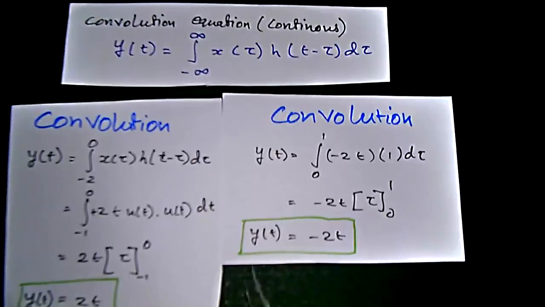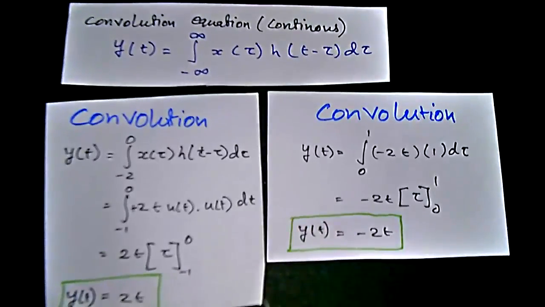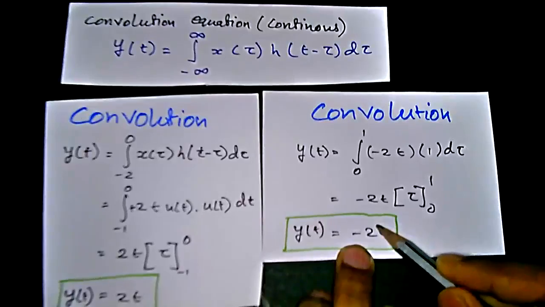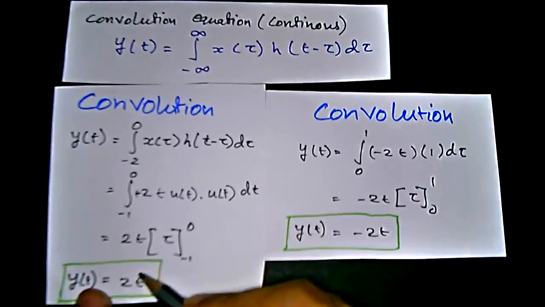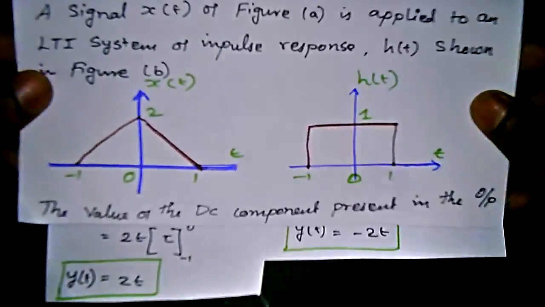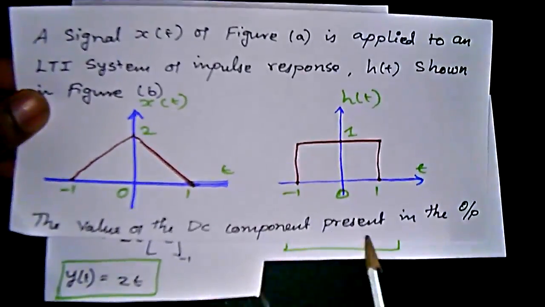From here we have two equations, which give the DC component. We have to eliminate the t values here, because t is the variable which is not needed for us, so we should remove the t, and we will have the value 2. Here we get minus t outside, and here plus t outside, so we will get the value 2. From this equation, the value of the DC component present in the output is 2.